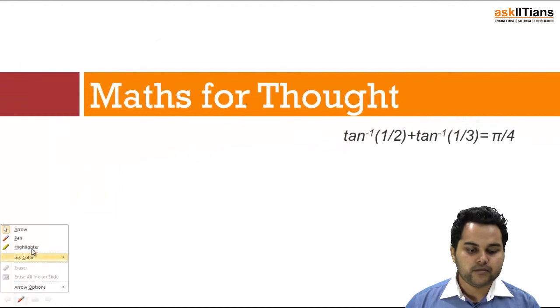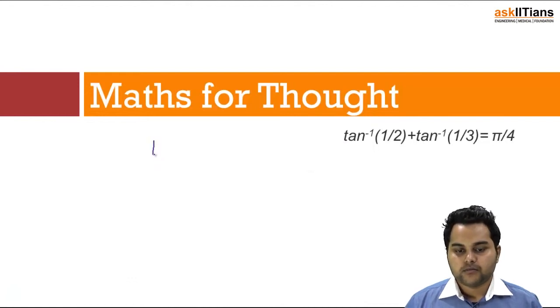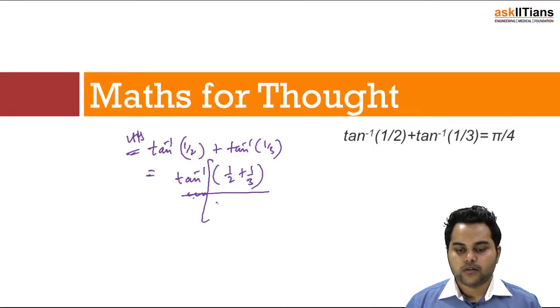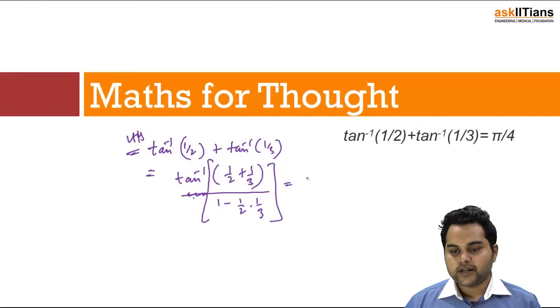Now have some fun. Tan inverse of 1 by 2 plus tan inverse of 1 by 3 is pi by 4. If I have tan inverse of 1 by 2 plus tan inverse of 1 by 3, let's solve it. That's the LHS. I will have tan inverse of 1 by 2 plus 1 by 3 whole over 1 minus 1 by 2 times 1 by 3. Please solve it and you will get pi by 4.